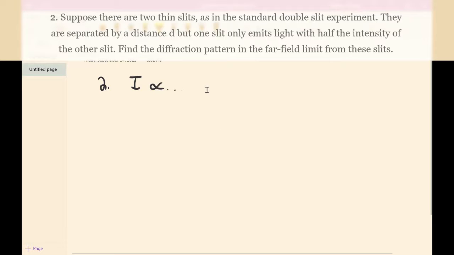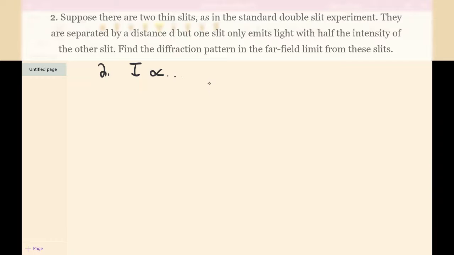Okay, so to find the intensity, we add, so for the solution to the wave equation, we have this A sine omega t minus kx.